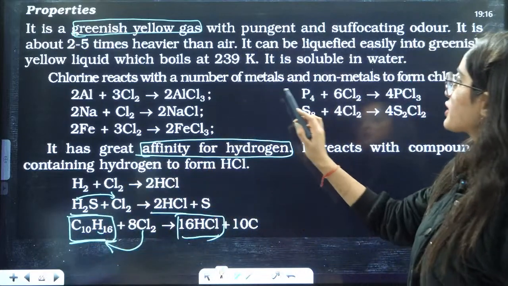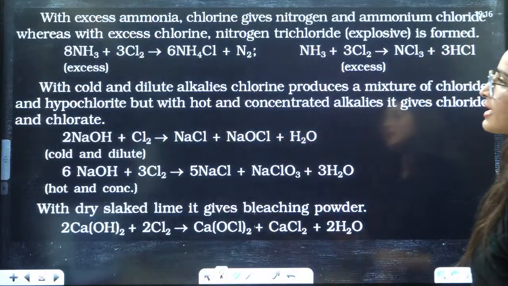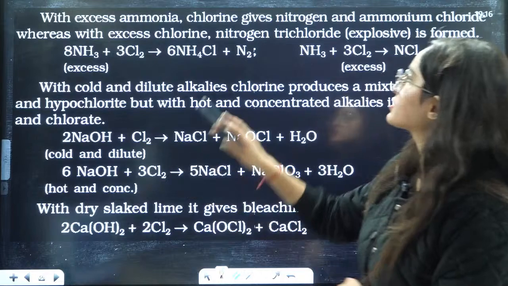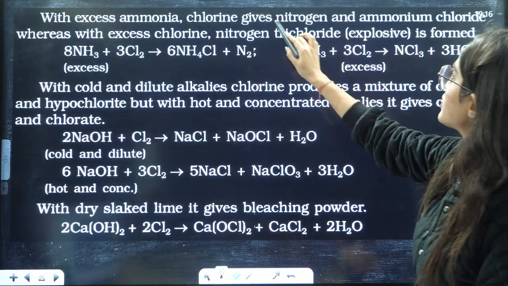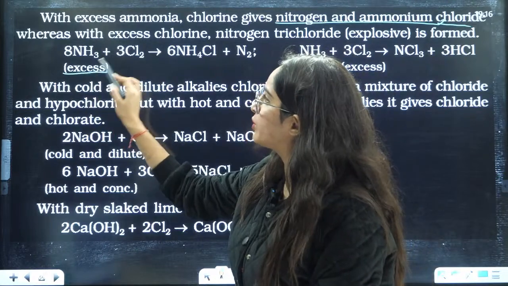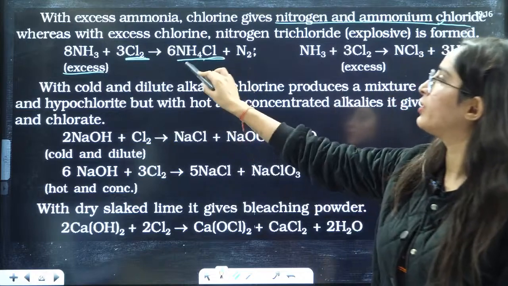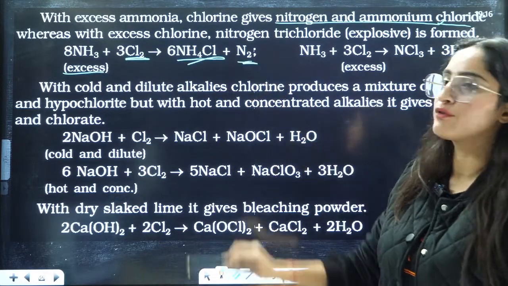Chlorine reacts with a number of metals and non-metals that we have seen here only. With excess of ammonia, chlorine gives nitrogen and ammonium chloride. Now you have excess of ammonia and you have Cl2. With it, it will give ammonium chloride and nitrogen gas.